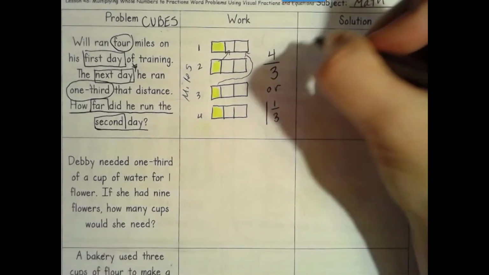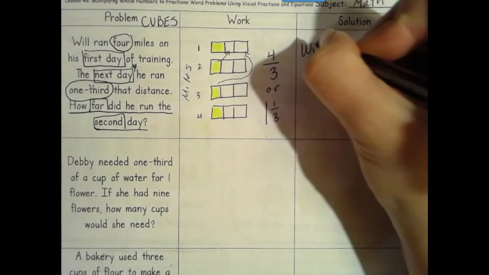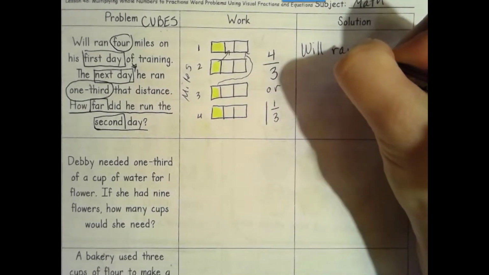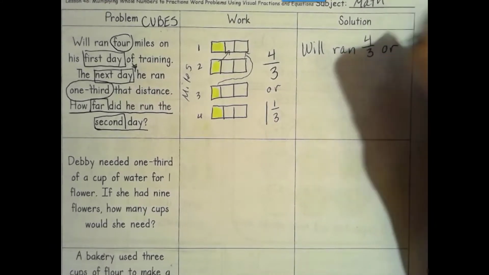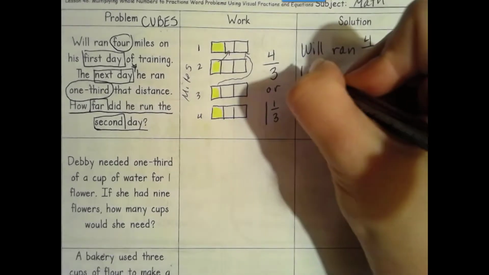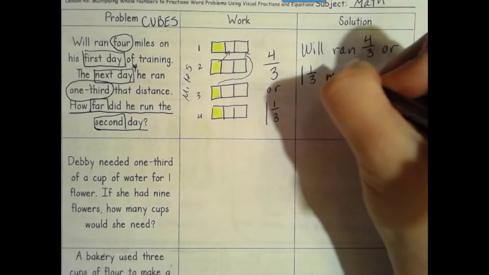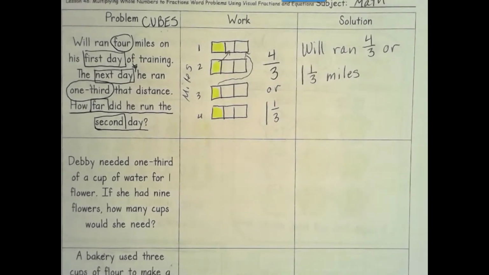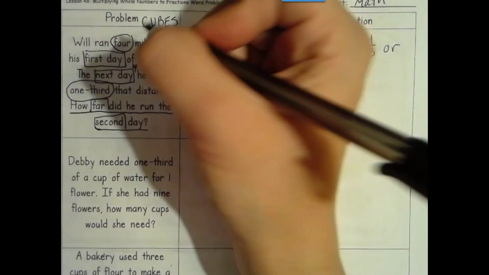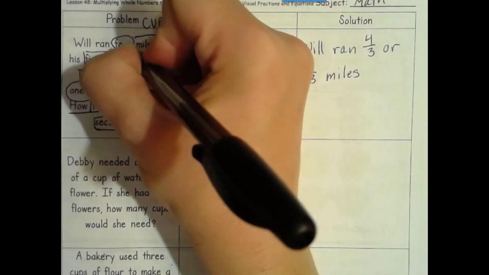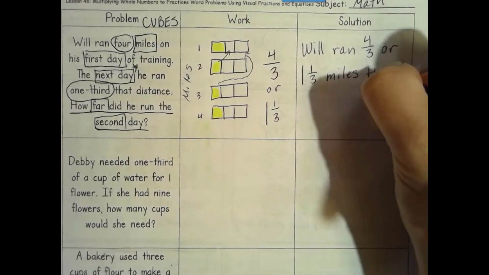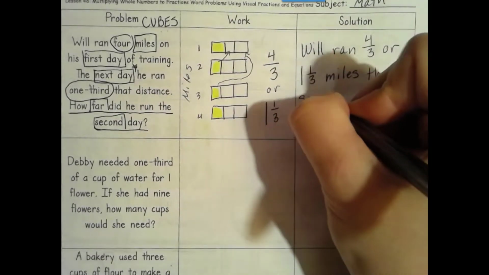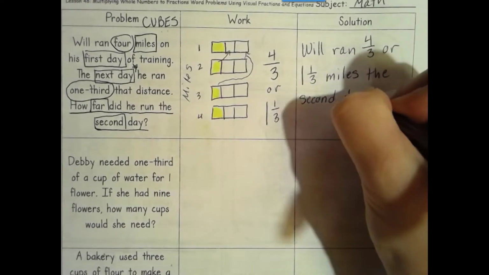So how far did he run the second day? Will ran 4/3 or 1 1/3 miles. Don't forget, we need to have that unit of measurement. The second day.